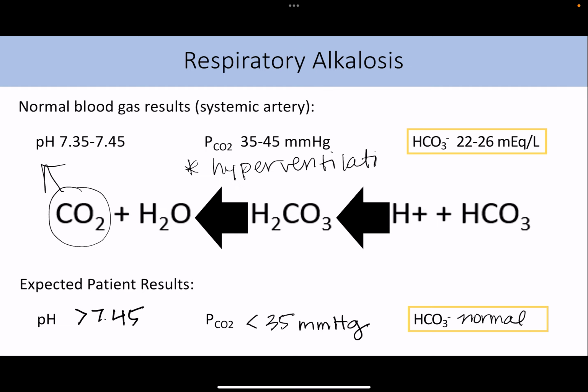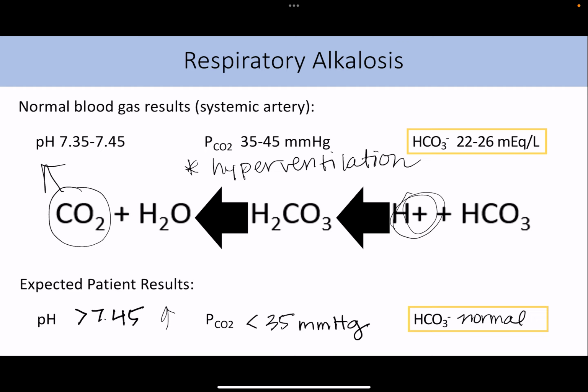If you're getting rid of too much CO2 because you have this emotional trigger that causes you to hyperventilate, you are forcing this equation to the left to allow you to release all of that CO2 back out into the atmosphere. So you're getting rid of those hydrogen ions, which is going to increase your pH here. But if you breathe into a brown paper bag or slow down your breathing, get that person to calm down, then their pH levels should normalize.